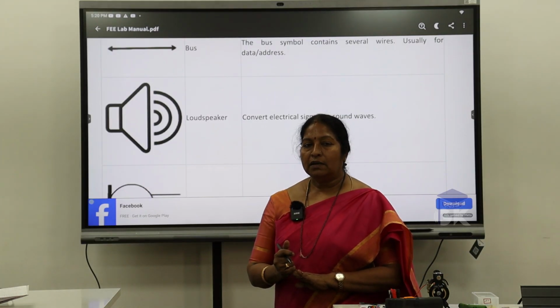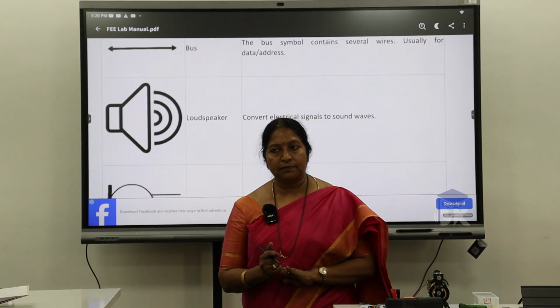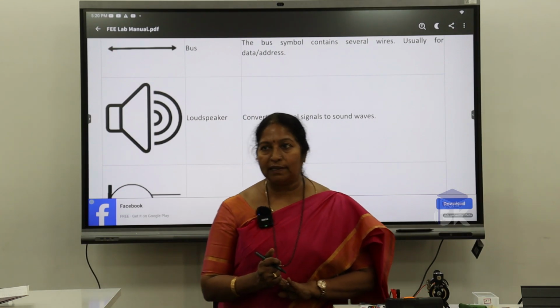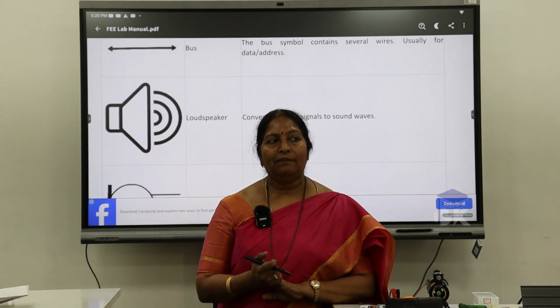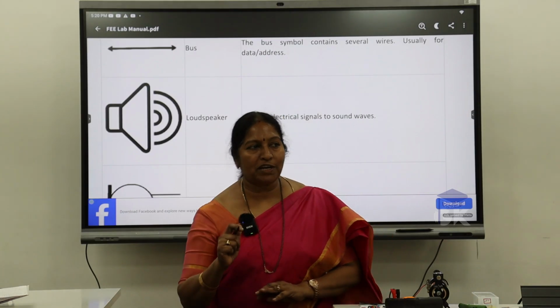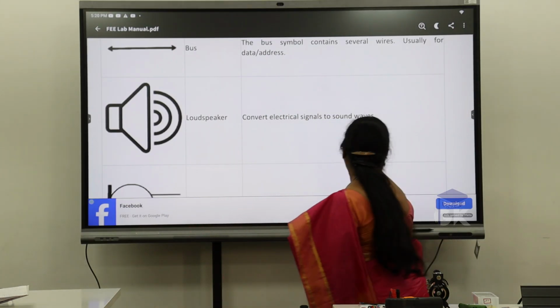Have you seen the main fuse in your houses? Yes. Have you seen the KEB fuse at home? How does it look like? It is a ceramic U shape, right? This is the one.